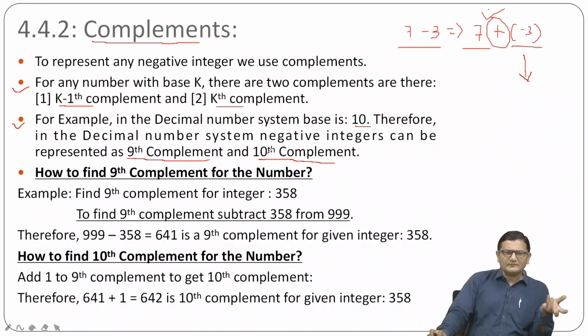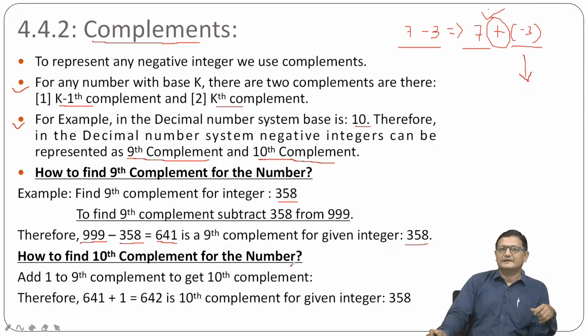Now, how to find a 9th complement? Let us suppose a number is given to you, 358. What you can do is subtract this number from 999. Why 999? Because your number is of 3 digits, and the maximum 3 digit number is 999, right. So, you subtract your number from 999, and you will get 641, and this is the 9th complement of this number, okay.